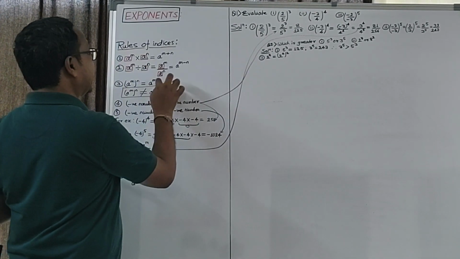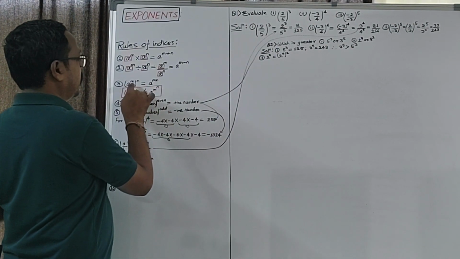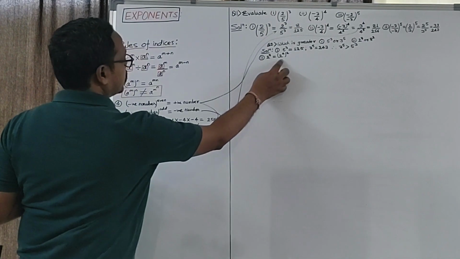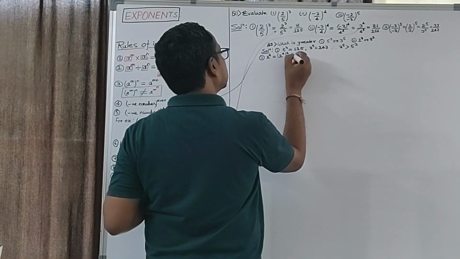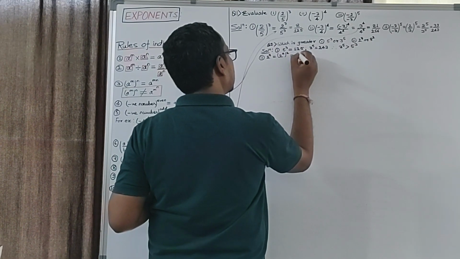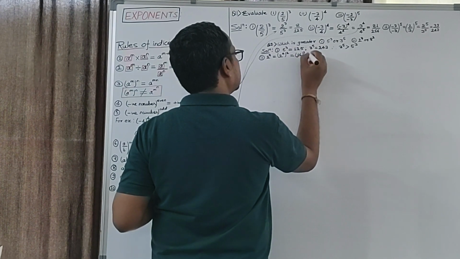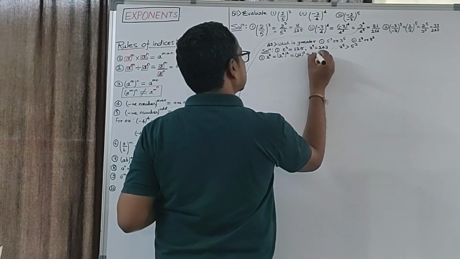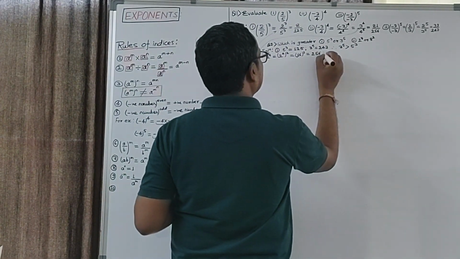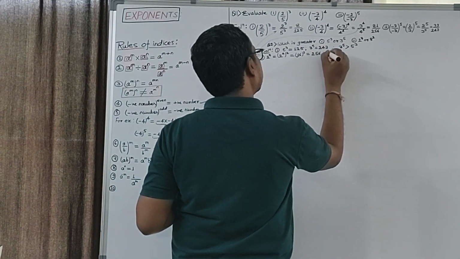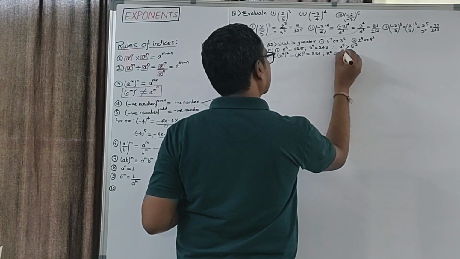That means a raised to the power mn can be written in this form also, right? So I'm writing in this form. Now I know the value of this. 2 raised to the power 4 is 16, so it is 16 square, and 16 square is 256. Now, what is the value of 8 square? 8 square means 8 into 8, that is 64.